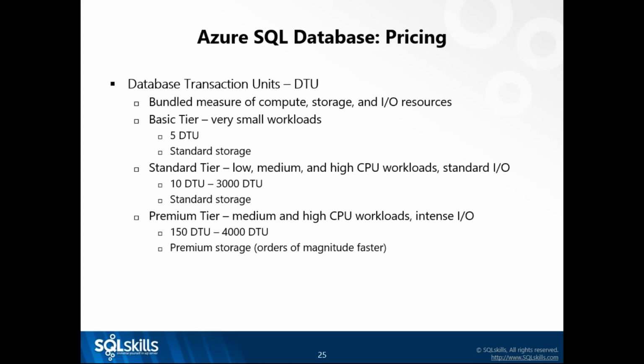But if you had a higher CPU workload that was bumping you into the premium tier just for compute, you're paying orders of magnitude more for premium storage. So they gave us that wider range of DTU tier in standard. It's great for those higher CPU workloads, but again, you're not getting that super fast storage. And your premium tier, that's your medium and high CPU workloads and intense IO. So 150 DTU up to 4,000, and your premium storage, the marketing term that they use is orders of magnitude faster.